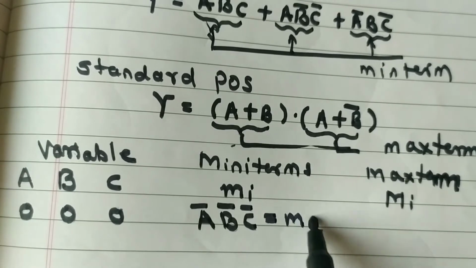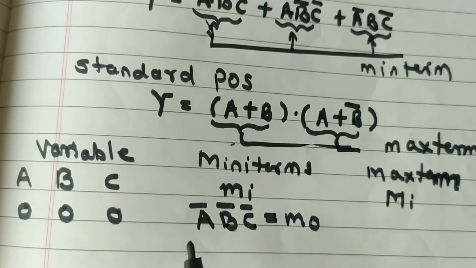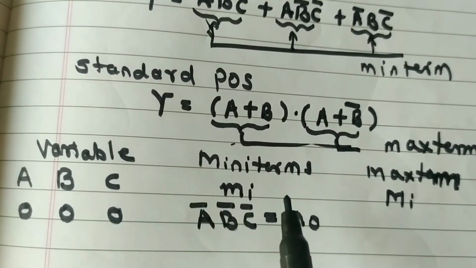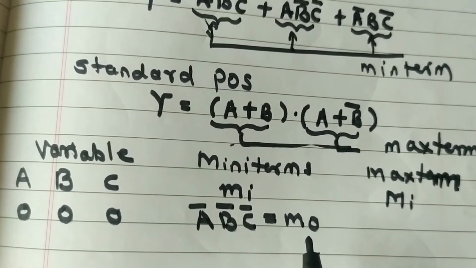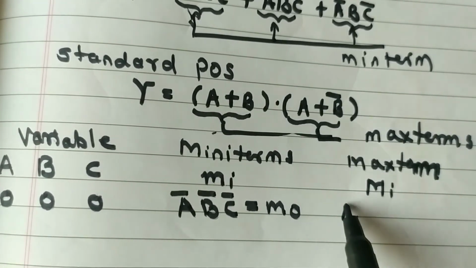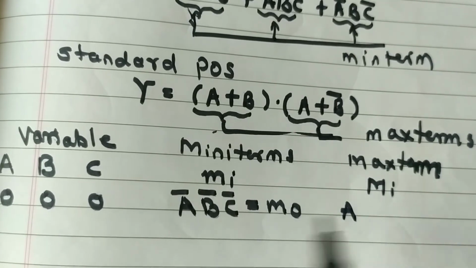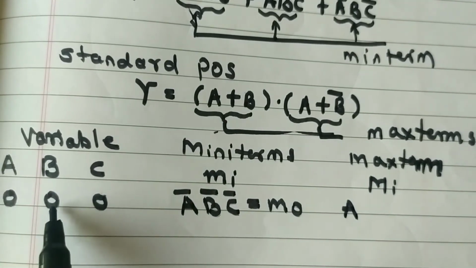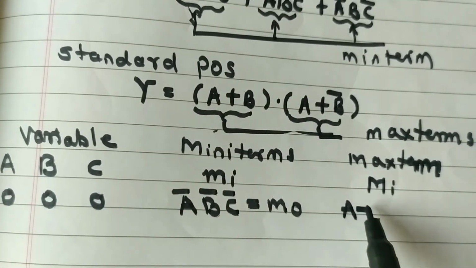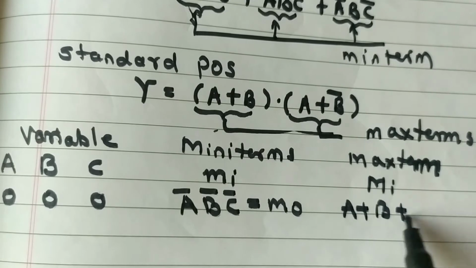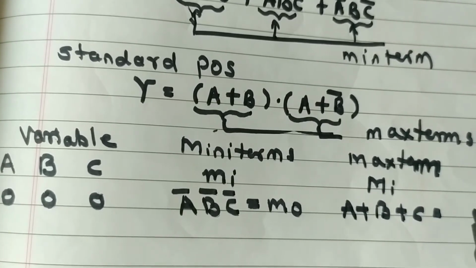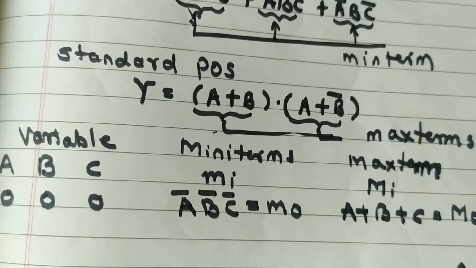A bar, B bar, C bar is the first minterm, represented by small m0. For the maxterms, which are the sum terms, A equal to 0, B equal to 0, C equal to 0 means A plus B plus C. Therefore, these A, B, C are in the uncomplemented form, and that is equal to the capital M0.